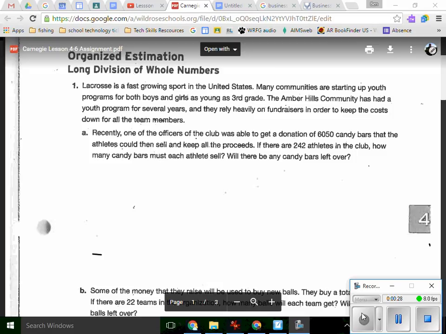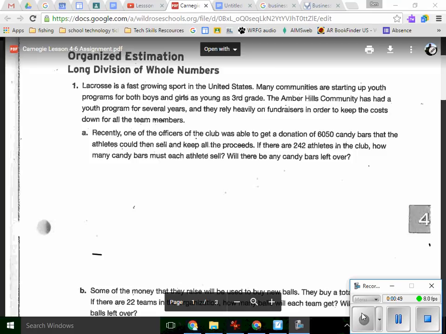Recently, one of the officers of the club was able to get a donation of 6,050 candy bars that the athletes could then sell and keep all the proceeds. That's a lot of candy bars, isn't it? There are 242 athletes in the club. How many candy bars must each athlete sell? And will there be any candy bars left over?